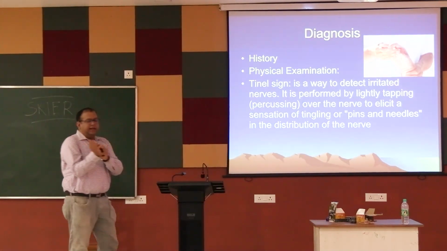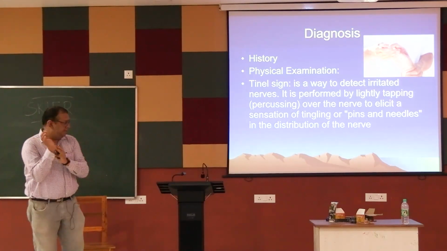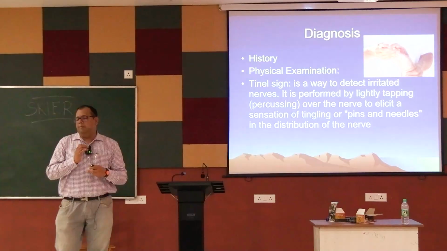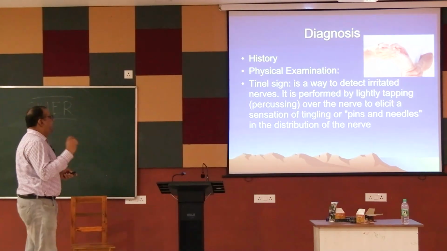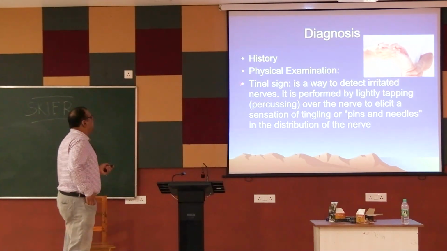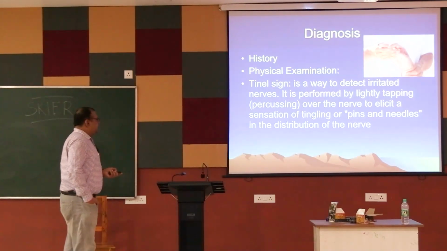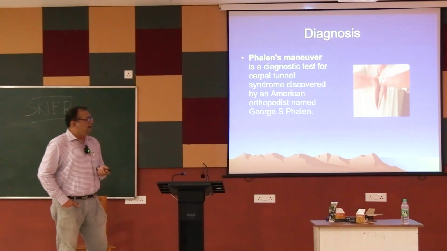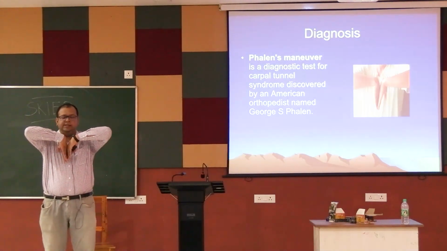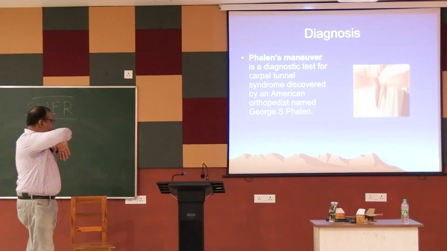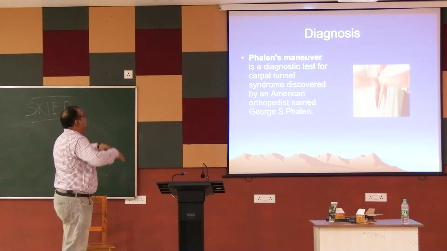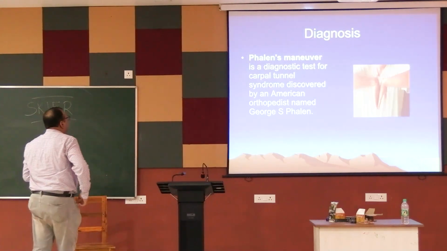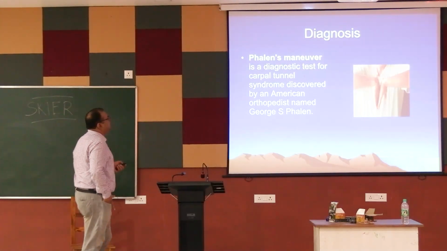So lightly tapping the area, you need to tap it gently, and this leads to the patient saying that my tingling numbness is getting increased. That is a positive Tinel sign. T-I-N-E-L, Tinel sign, right? This is the first test that you need to do. Next is Phalen's maneuver. You ask the patient to keep the hands like this for an extended period of time, around 30 seconds, and this causes the tingling numbness to increase. So this is a diagnostic test for carpal tunnel, Phalen's maneuver or Phalen's test.